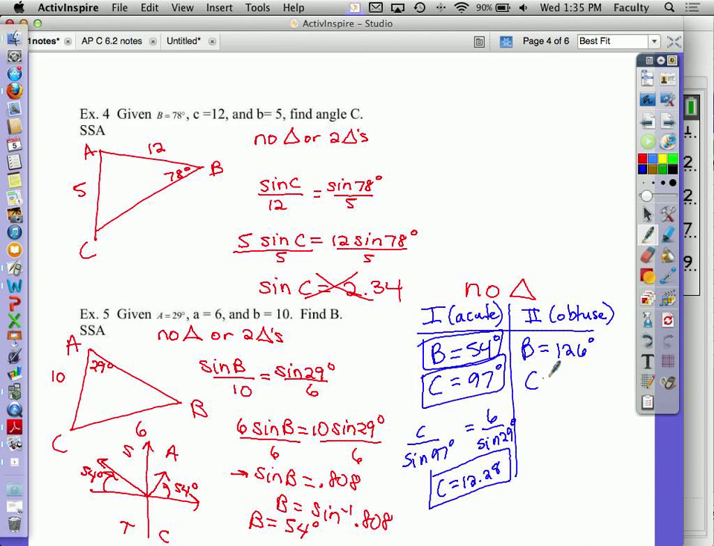The second triangle, now angle B was obtuse, 126 degrees. You're going to take 29 plus 126, subtract from 180, and I got C was 25 degrees. And then you're going to find out what side C is with this angle C. And again, keep with your givens. You cross multiply and divide.